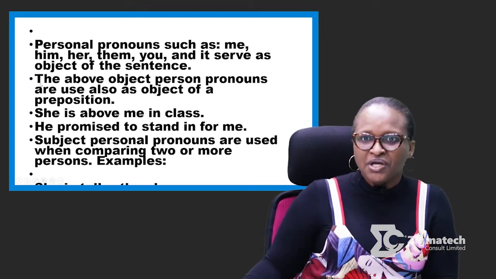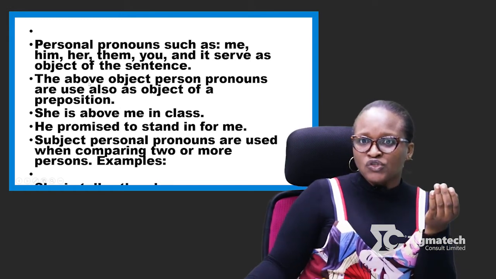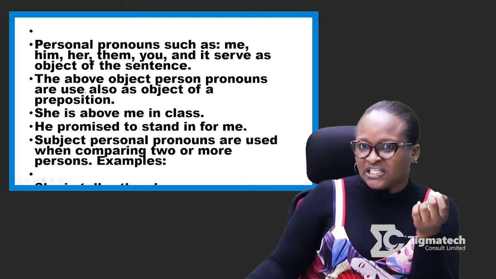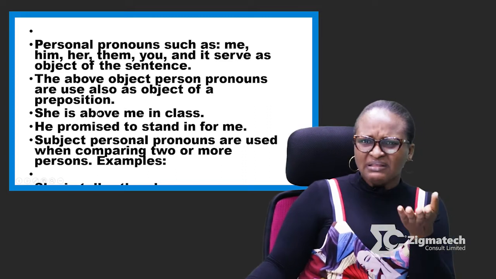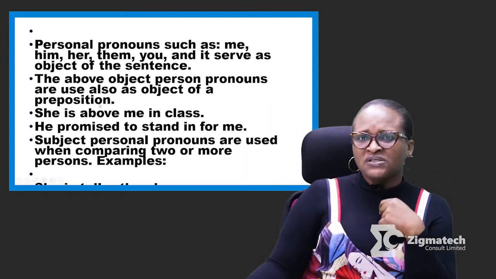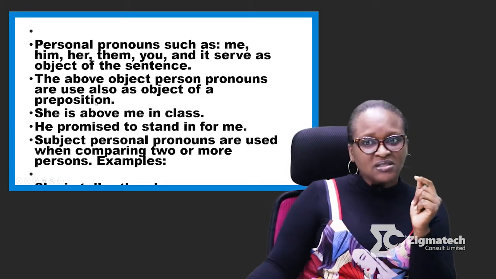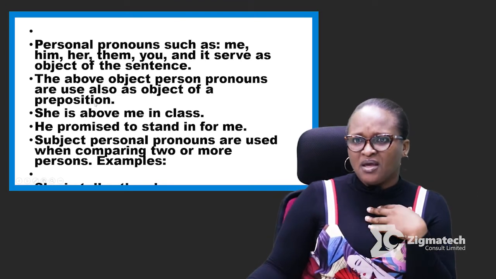Principle number 3 says the above object personal pronouns are used also as object of a preposition. Pardon the D that was omitted. Used as object of a preposition. Now look at the example. She is above me in class. It would be wrong to say she is above I. It would be wrong to say she's above we. But we can say she's above me in class.